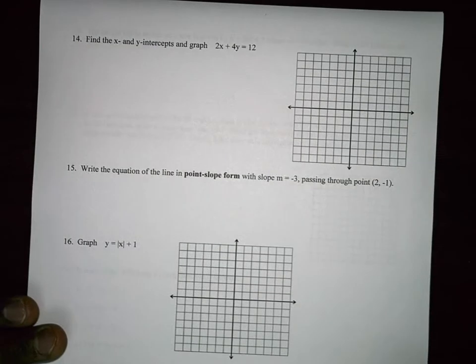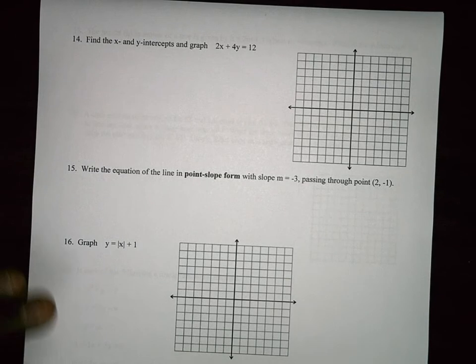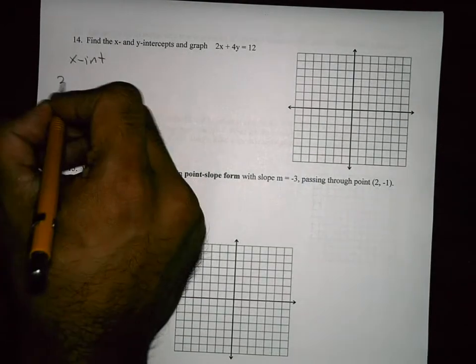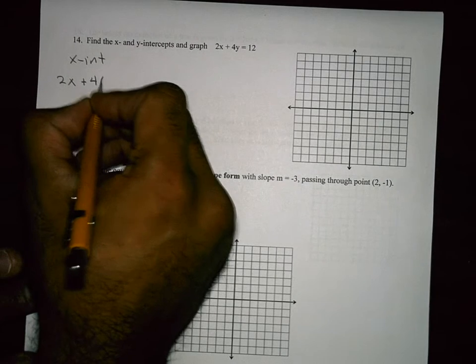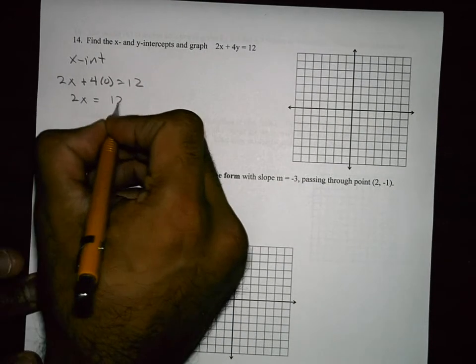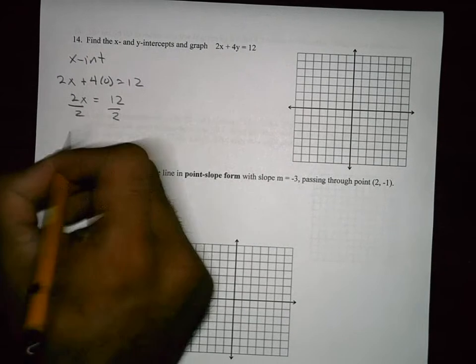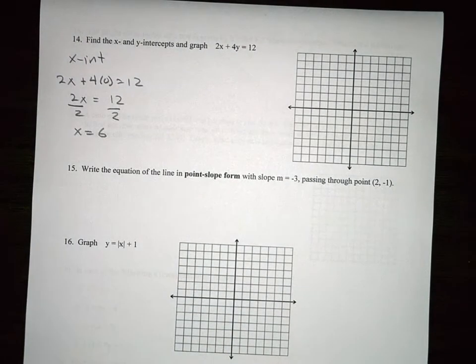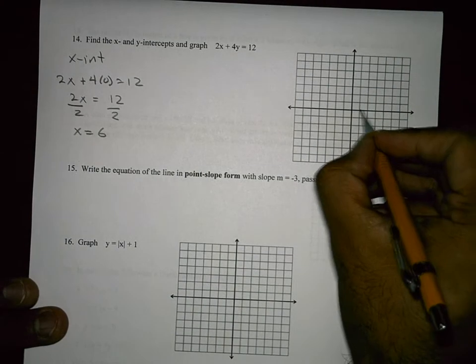Number 14 here says find the x and y intercepts, then graph. So I'm going to graph using the intercepts. The first thing I want to do here is find the x-intercept. That means make the y 0. Remember, it's always the other one 0 when it comes to intercepts. And x equals 6. So we cross the x-axis at 6.